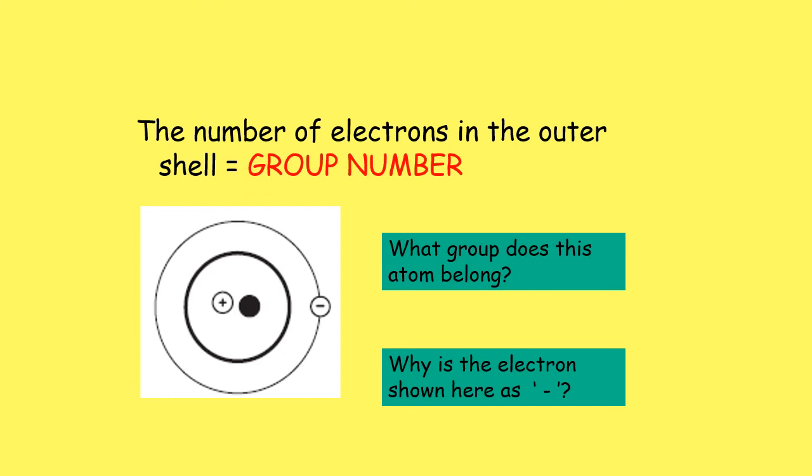For group 3, they end in a 3. For group 4, they end in a 4. That last number in the electron arrangement is the number of electrons in the outer shell.